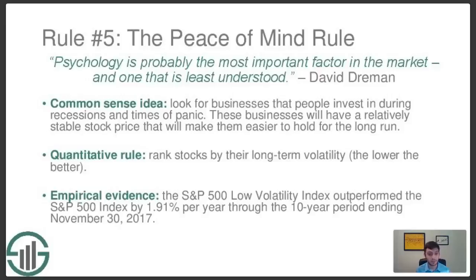So our final ranking procedure for the buy rules is to rank stocks by their long-term volatility. The lower the volatility, the better. And the empirical evidence here is that the S&P 500 low volatility index has outperformed the S&P 500 by 1.9 percentage points a year over the last decade.